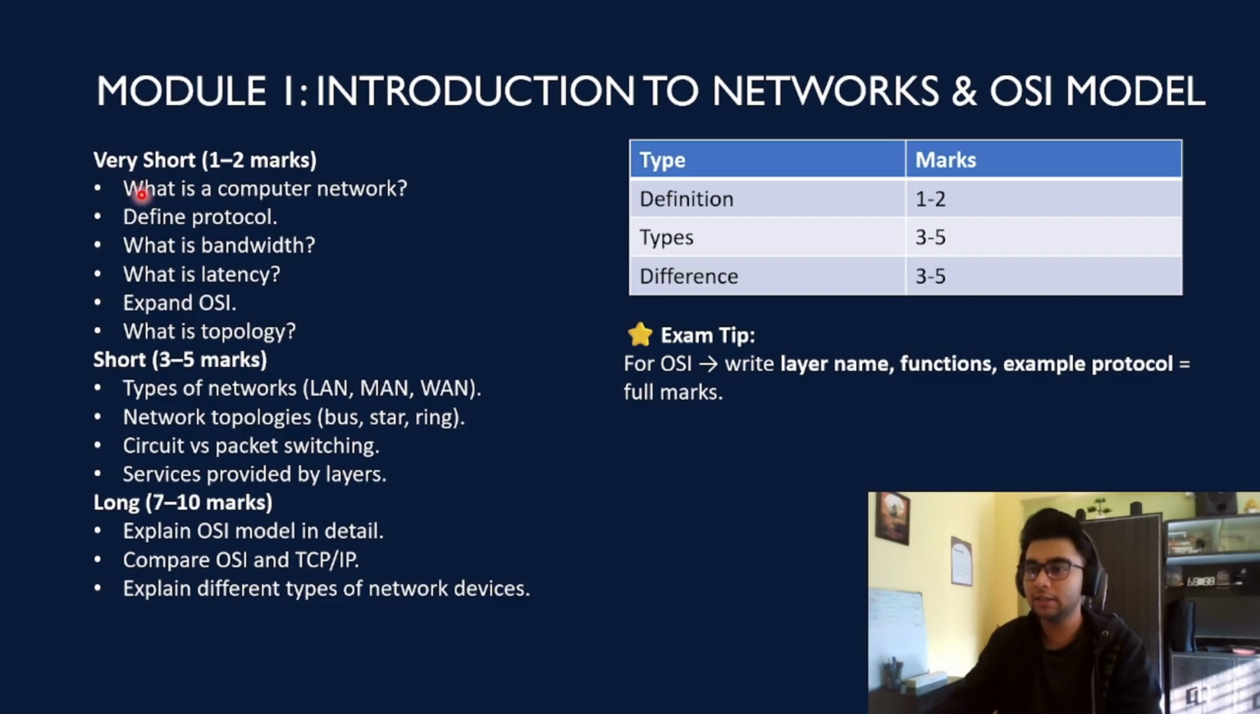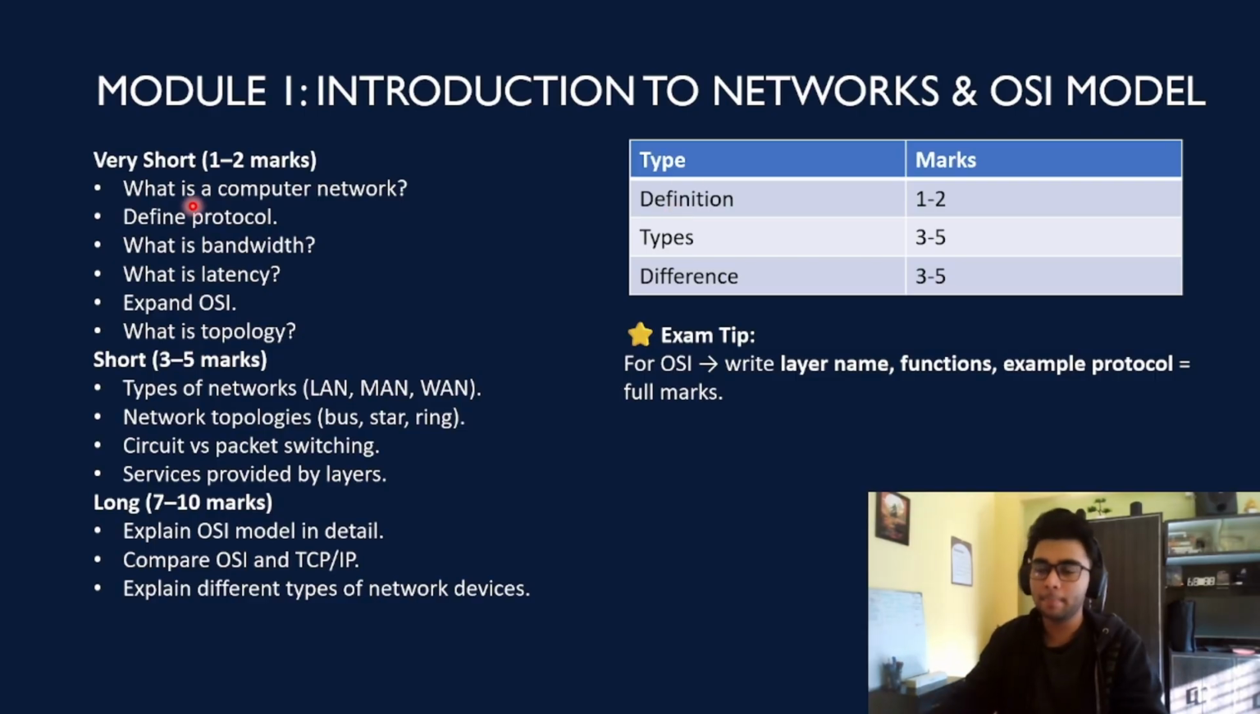Suppose you get a question, say, what is computer network? It is a 1 mark question, but suppose it came under 5 marks. In that situation, what many students do is they just write the definition of computer network that they know, write it in active and passive tense, and just exaggerate it. But that's not how you should answer.